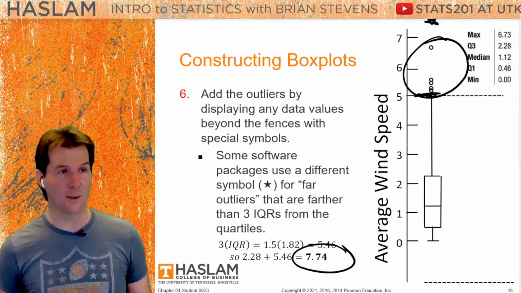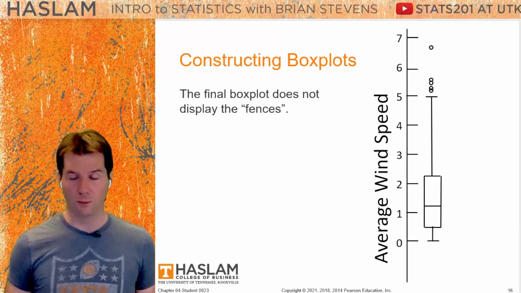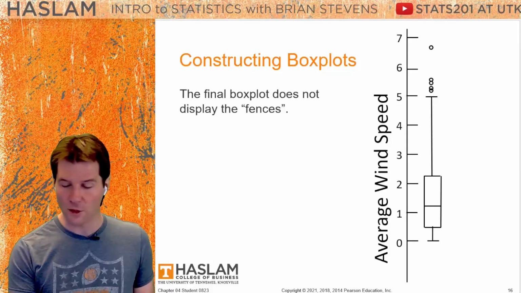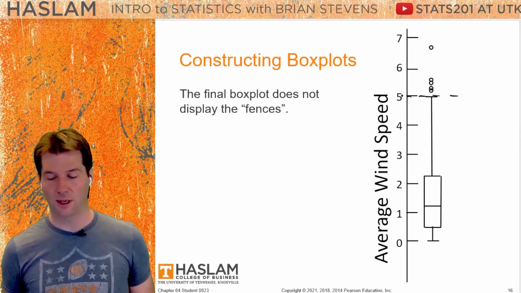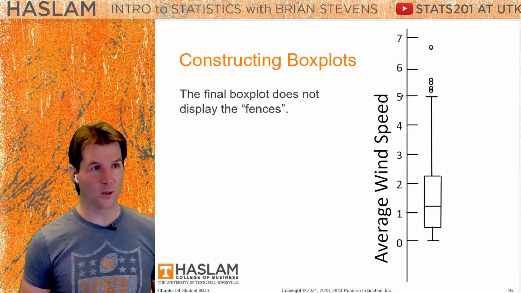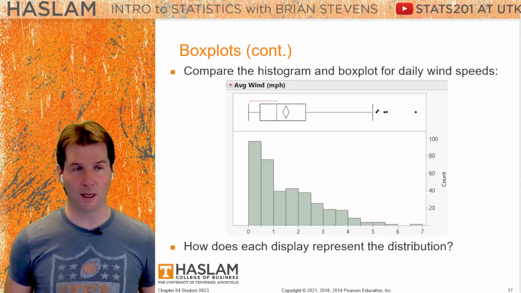Not all software does that, but if you see a star, it just means extreme outlier. Finally, we're going to remove the fences. We do not leave these fences here. These fences are just a graphical technique to let us know, if we are drawing this, where outliers begin or end, and this is our finalized box plot, which could also be displayed in a histogram.